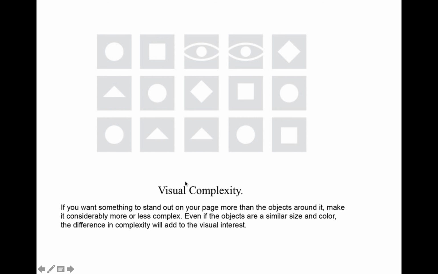With character as a physical characteristic, we can change the complexity in a character and still create hierarchy. So if some things are considerably more or less complex than the objects around them, you can create hierarchy or make things stand out on the page. So even if the objects are similar in size and color, that difference in complexity will add to that visual interest.